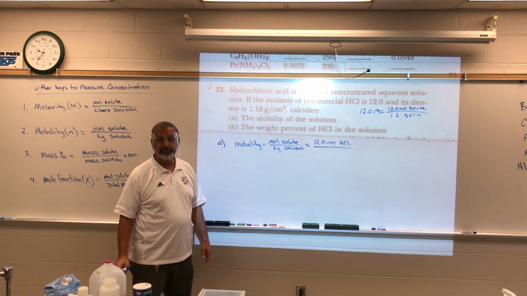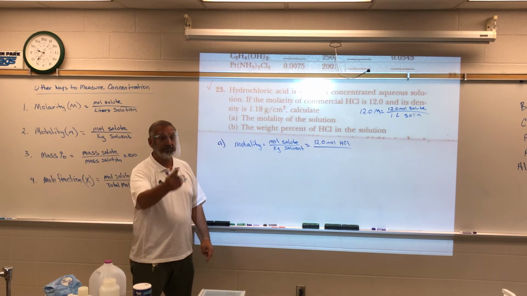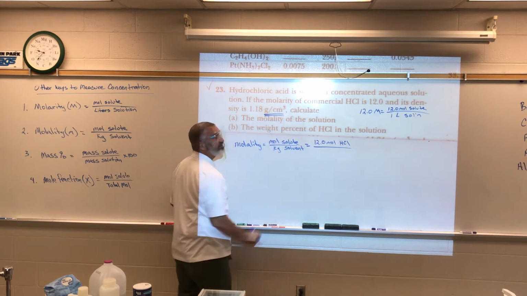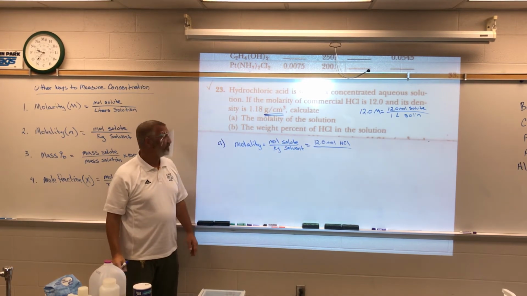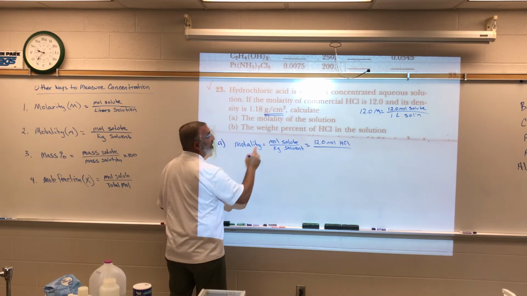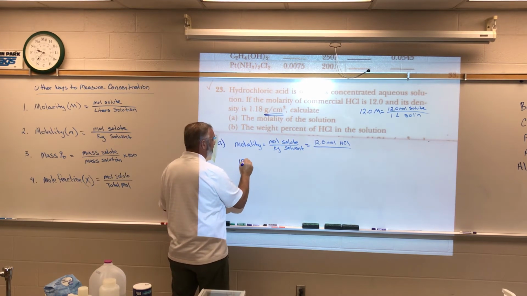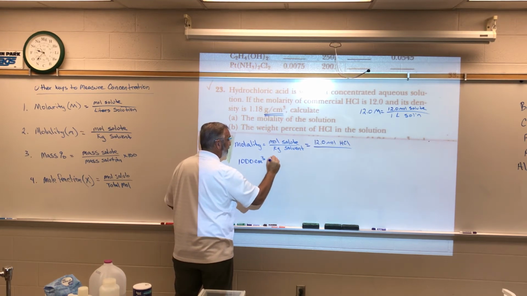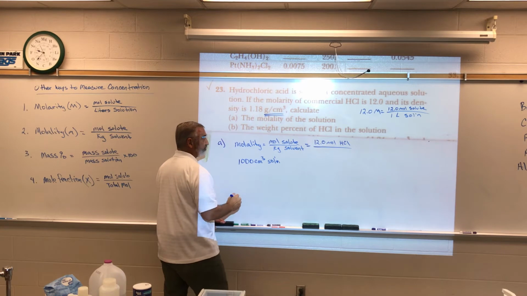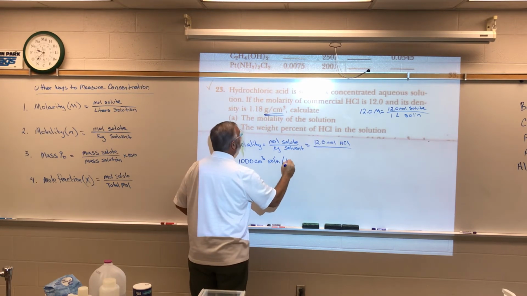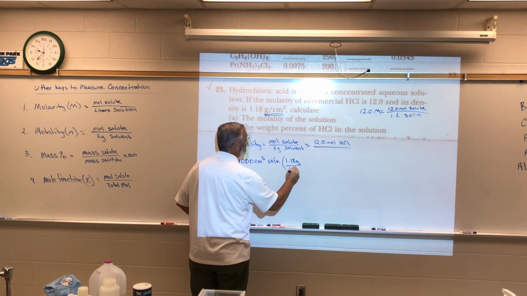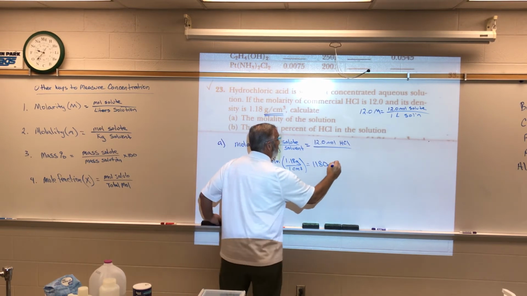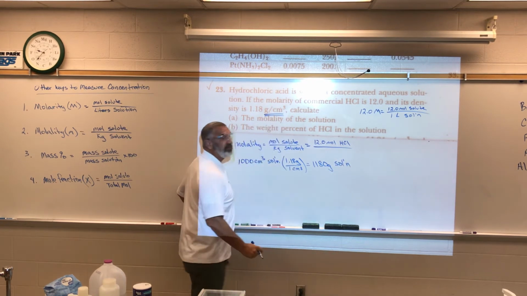What else is given in the problem? The density. What are the units on density? Grams per centimeter cubed, right? So I can say that 1 liter is 1,000 cubic centimeters of solution, times 1.18 grams per cubic centimeter. So that means my solution weighs 1,180 grams.